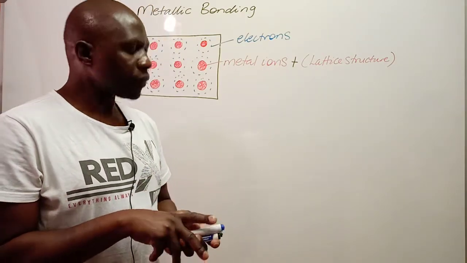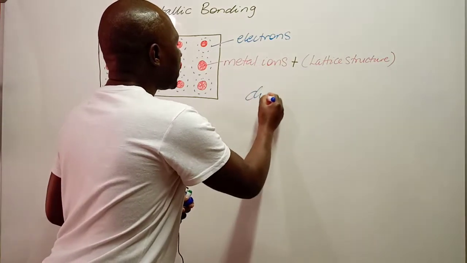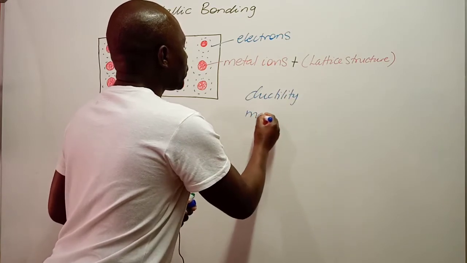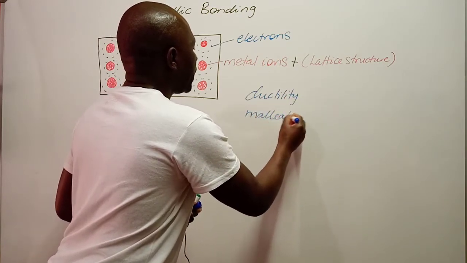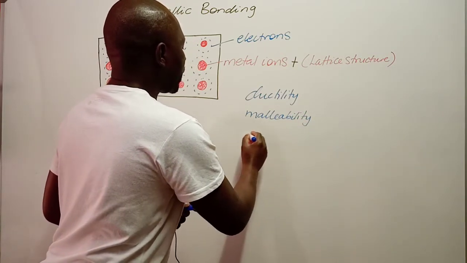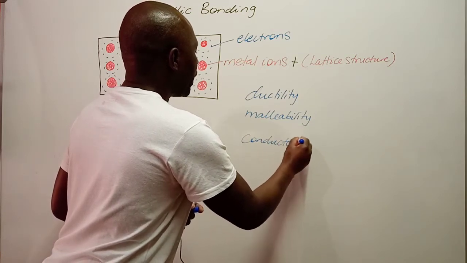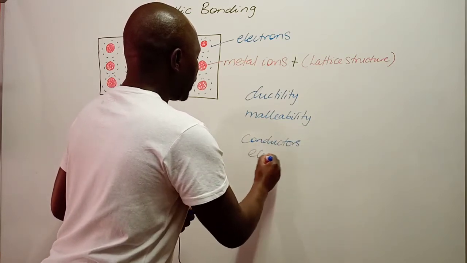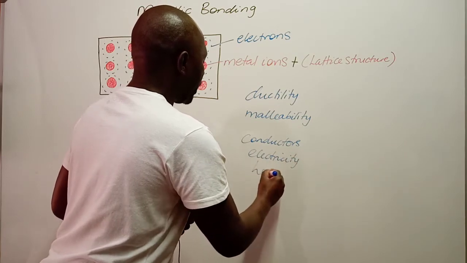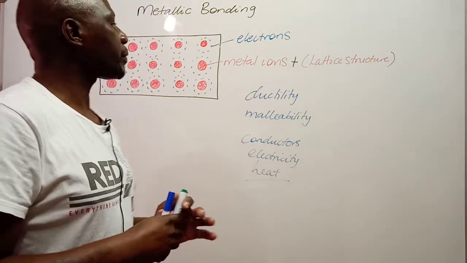So the properties of a metal include ductility. It also includes malleability, and metals are good conductors of both electricity and heat. Okay, now let's look at these in detail.